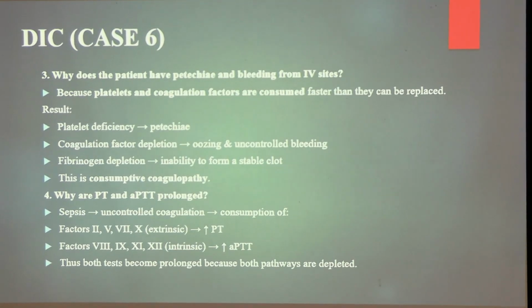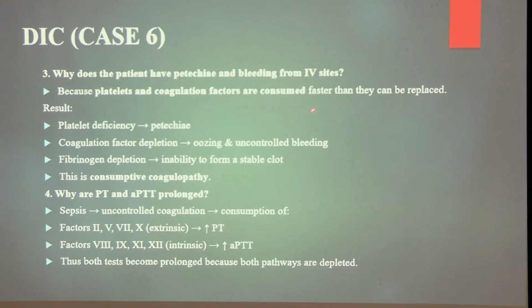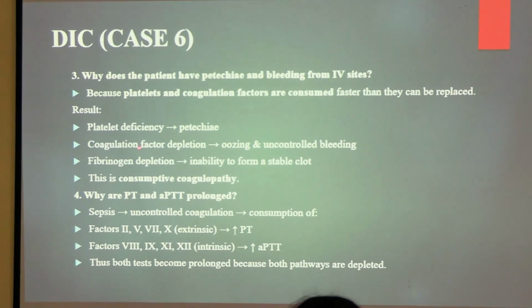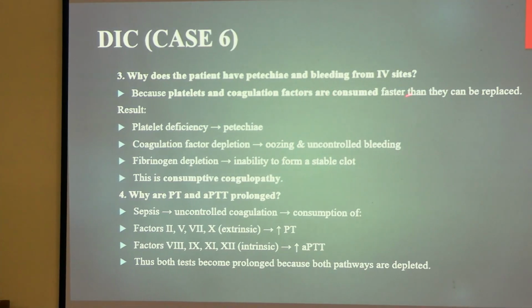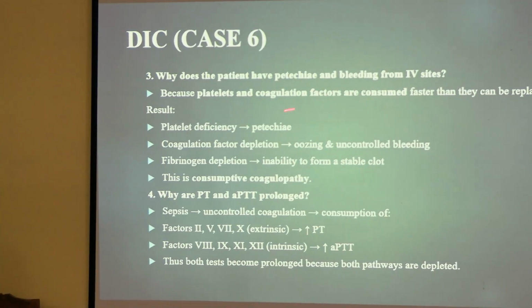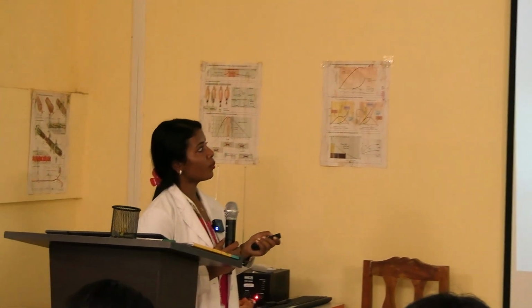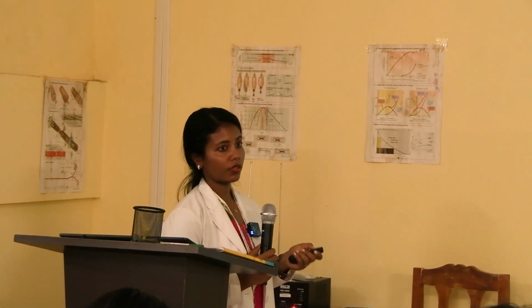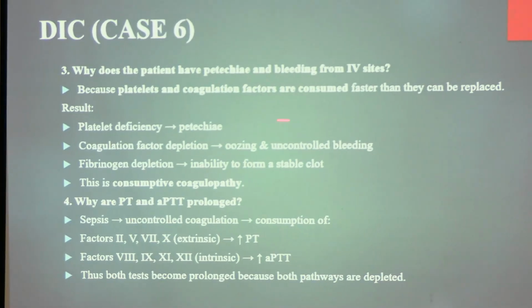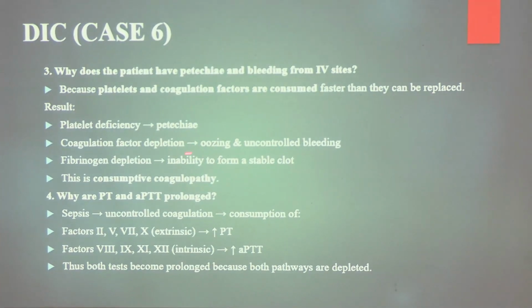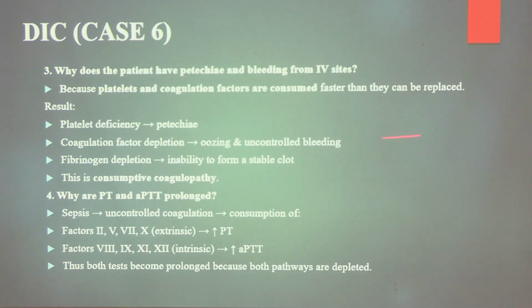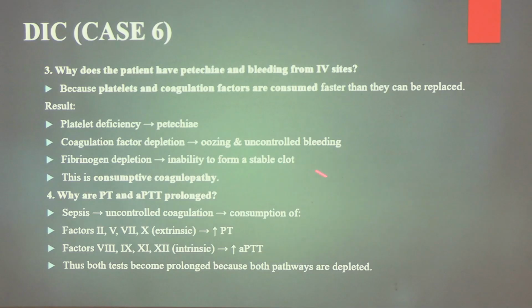So why does the patient have petechiae and bleeding from the IV sites? Because the platelets and coagulation factors are consumed faster than they can be replaced. Because of this, the bleeding is not stopped. For normal bleeding to stop, we need these coagulation factors and platelets. Because of platelet deficiency there are petechiae, and because of coagulation factor depletion there is oozing and uncontrolled bleeding. Then fibrinogen depletion will lead to inability to form a stable clot.